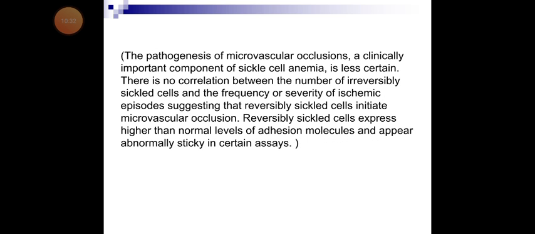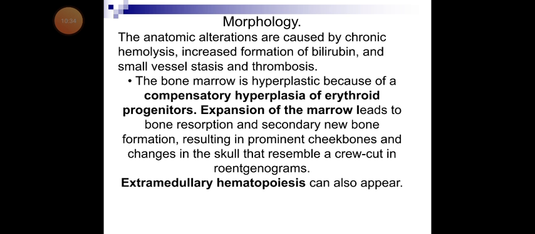So what morphological change will appear? The anatomical alterations are caused by chronic hemolysis, increased formation of bilirubin, and small vessel stasis and thrombosis. Bone marrow is hyperplastic because of compensatory hyperplasia of the erythroid progenitors.